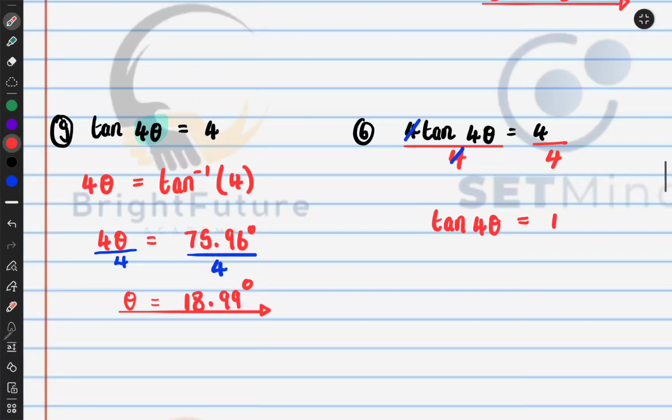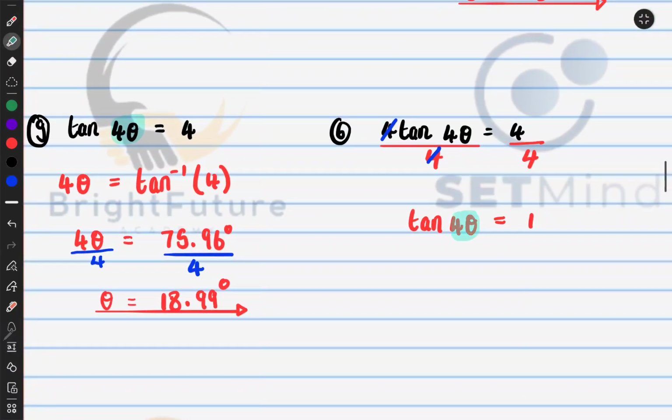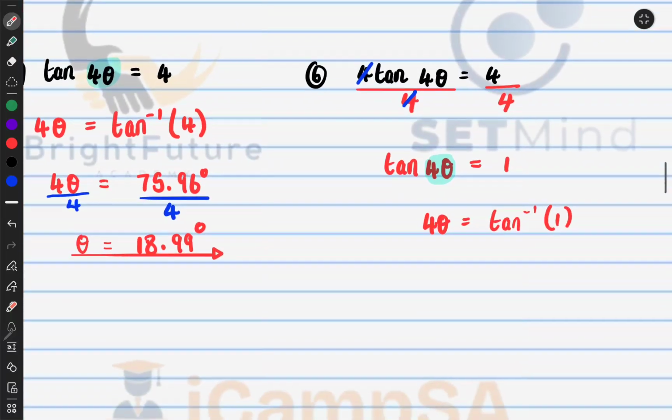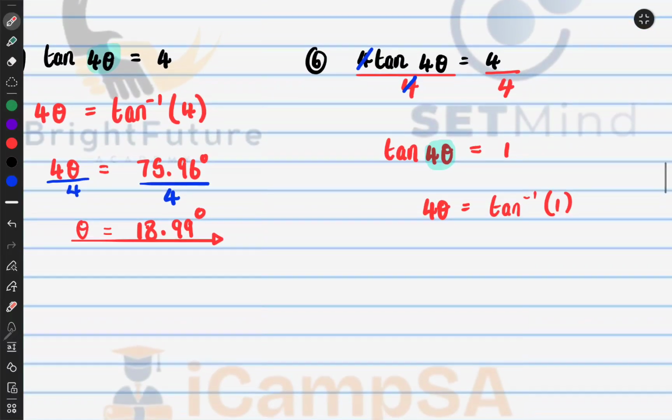So once we are here, because this 4 theta, all of that is actually the angle, so we don't touch it. We're not gonna be now dividing by 4, but we have to take the tan to the other side following the steps I've introduced for you. Therefore 4 theta is equal to tan inverse 1. We evaluate that. Shift tan 1 is 45. Therefore 4 theta is equal to 45 degrees, but we are looking for theta.